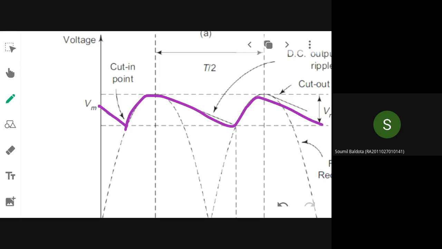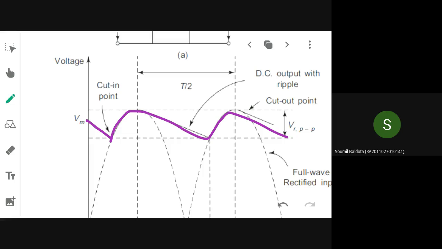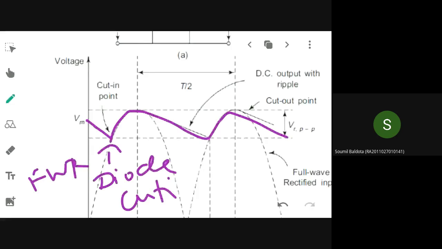This is your ripple free DC, and this point is where the diodes, that is the full wave rectifier diodes, cut in. They will start to conduct. When the diode starts to conduct, the capacitor will be charging to the maximum value. Then at this point it reaches the maximum value, after which there will be a slow discharging of the capacitor, very slow, and it will be delivered to RL.